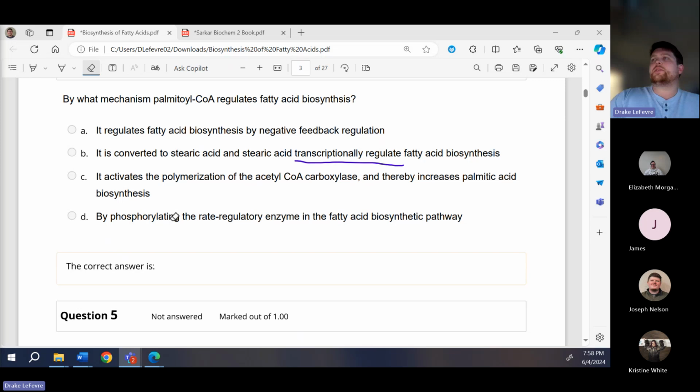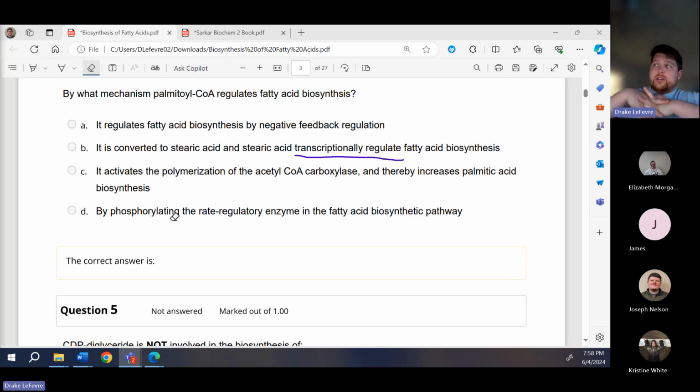Okay. Next answer: it activates the polymerization of the acetyl-CoA carboxylase and thereby increases palmitic acid biosynthesis. We'll look at the book in a sec, but whenever you're going to guess about something regulating something else, 9 times out of 10 we're looking at a negative feedback loop. What does negative feedback loop mean? Basically, we have enough of it, so it tells it to stop making it.